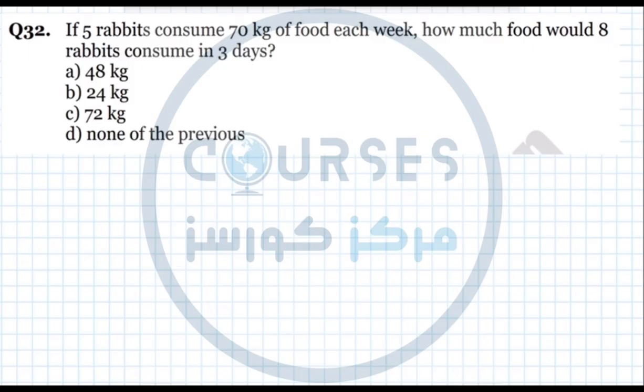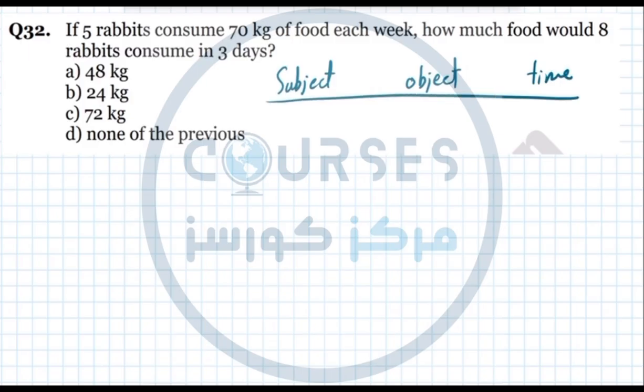We have first to order them into this order. The first one would be the subject, الفاعل. Second one would be the object, المفعول. And the third one would be the time. So, who's my subject in here? My subject in here is rabbits. My object here is the food. And my time here, we have in week and we have in days. Take the least unit, which is in days.